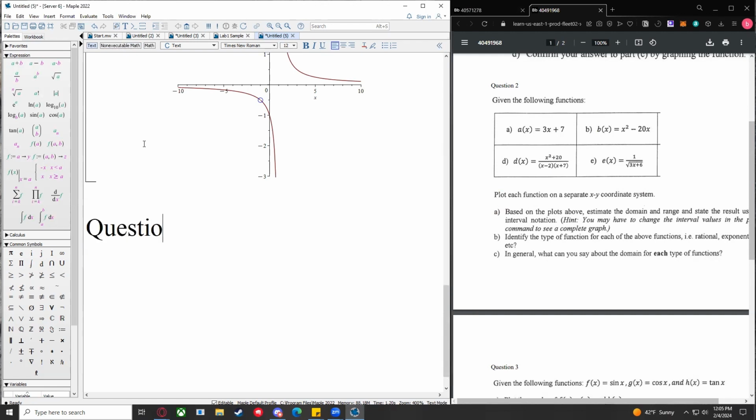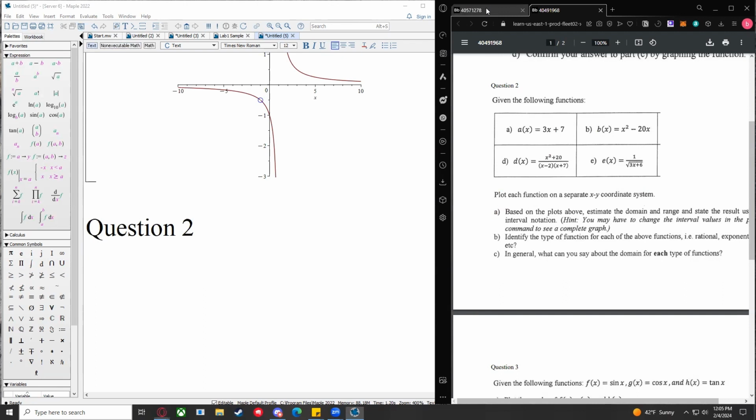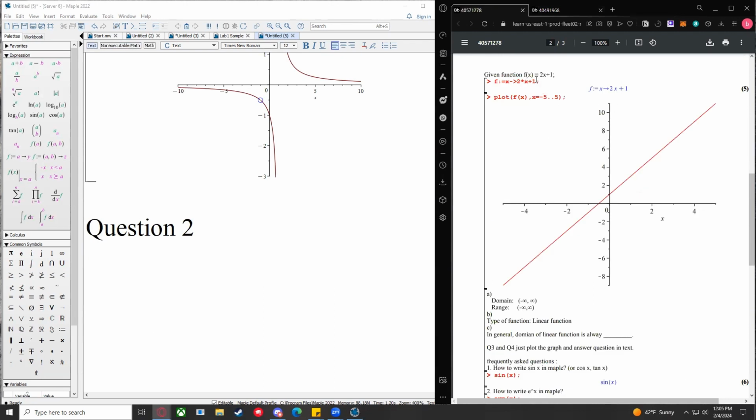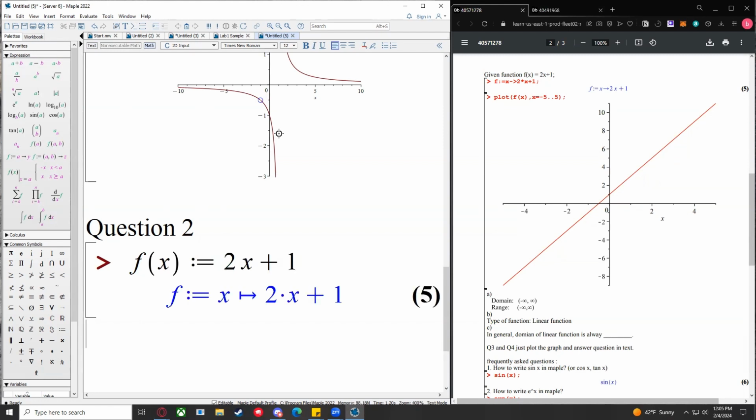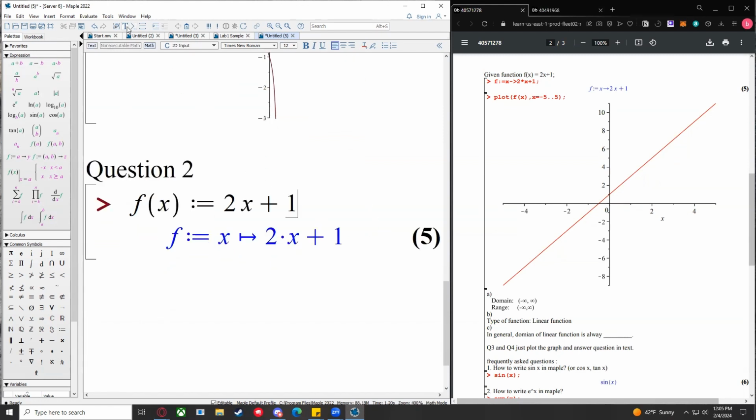You have question 2 here. And my question A is going to be slightly different than your question A, but they're both still lines. So the answers are going to be relatively similar, right? 3x plus 7 is a line, and my equation is going to be 2x plus 1, which is also a line, right? And what I'm asked to do is plot this. So I'm going to write f of x is 2x plus 1. And now all I need to do is plot it, right? So I can write plot my f of x.